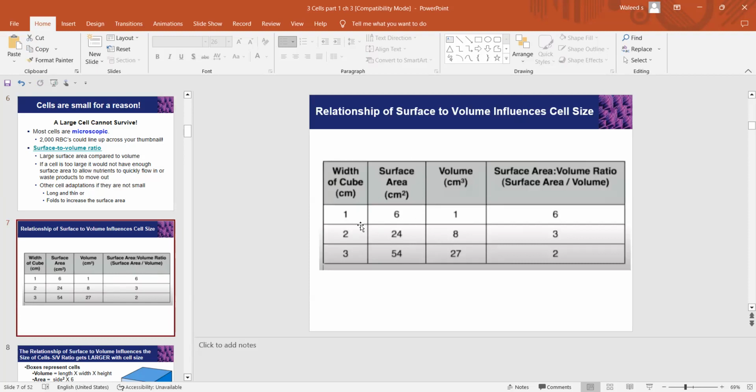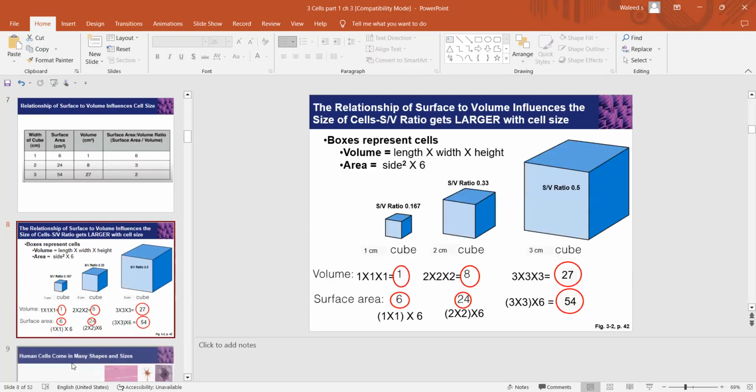Here it is, it's giving you with numbers. If the width of a cube is 1, surface area is 6. If the width is 2, surface area is 24. And the comparison here, if it is 1, it's going to give you 6. The surface area, compared to the volume, is going to be a lot larger. You don't have to know these numbers. It's just explaining the same thing that I just talked about.